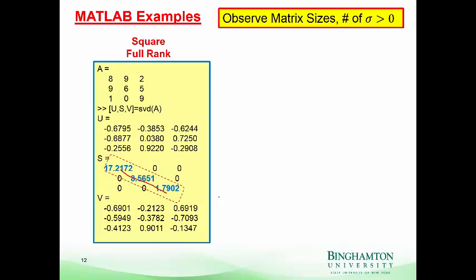We can also see how close it is to being full rank. If this last singular value were really small, like maybe 0.0001 relative to the other two, while the others stayed the same, we would be seeing that this matrix is really close to not being full rank. So that's a cool insight that the singular values give us.